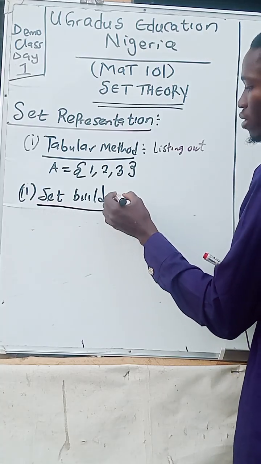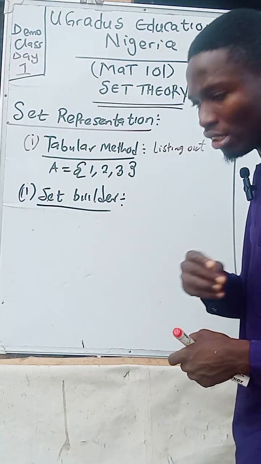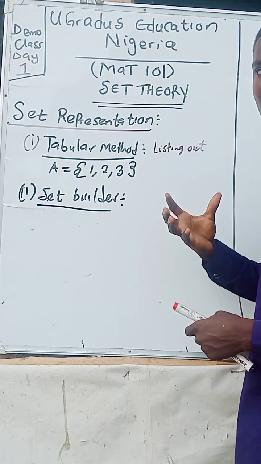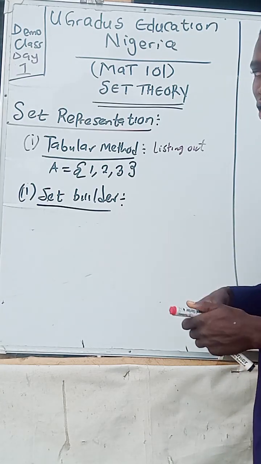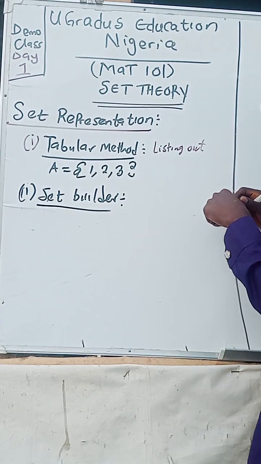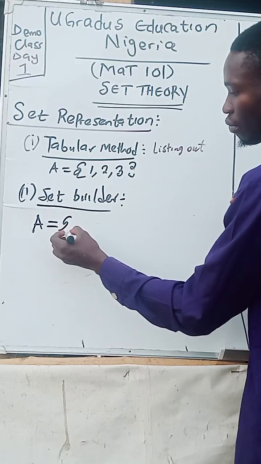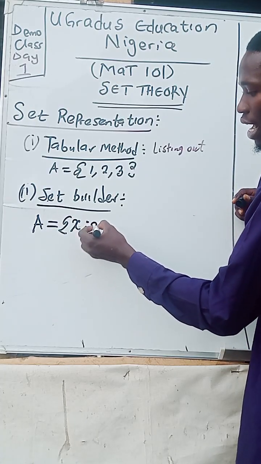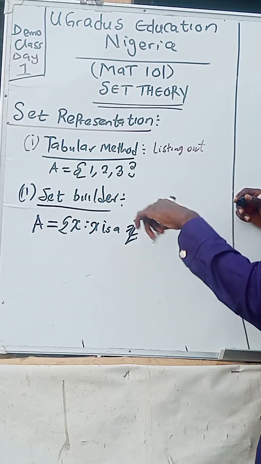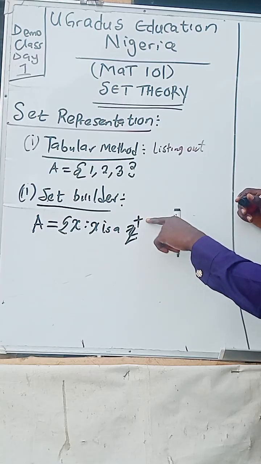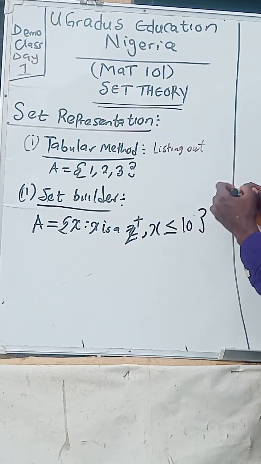The other method is the set builder method. In the set builder method, they will encode the set in a way that you have to interpret. You have to interpret it and understand what they mean. An example is set A equals a set of X, such that X is a positive integer. If you see two sets overlapping and there's a plus on it, that's integer. Because it has a plus, it is a positive integer, and X is less than or equal to 10. So this is a set builder.